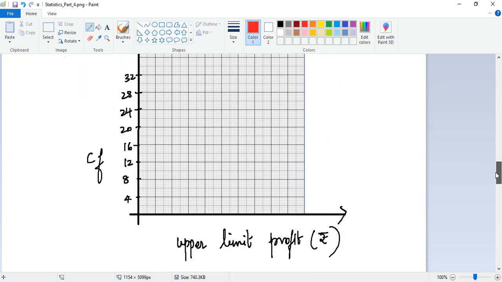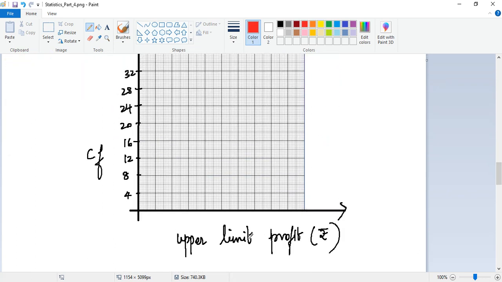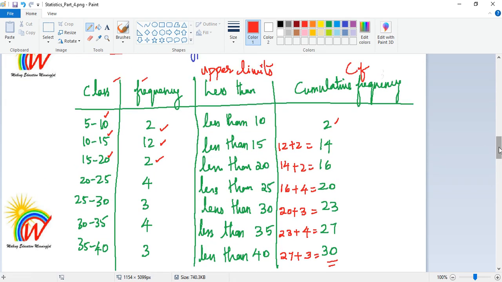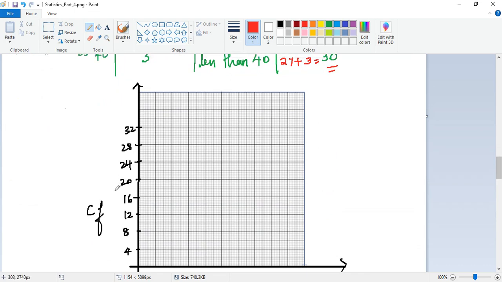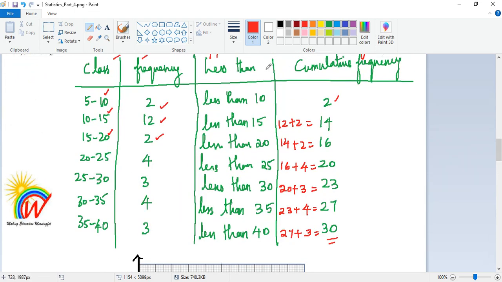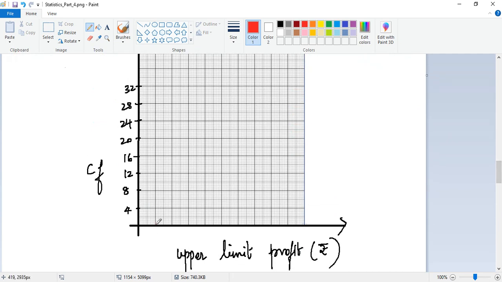So I have written upper limit now on the x-axis, because less than graph always has an upper limit, and CF will be on the y-axis as usual. Now we are going to plot the last two graphs. Let me write down the graph: this is 5, 10, 15, 20, 25, 30, 35 and 40. So these are the coordinates.